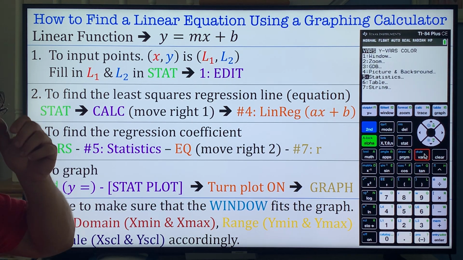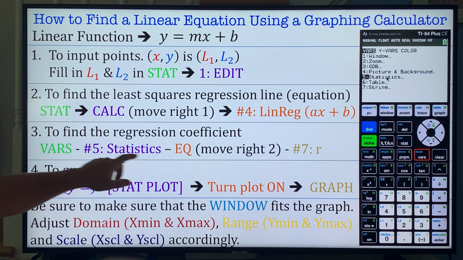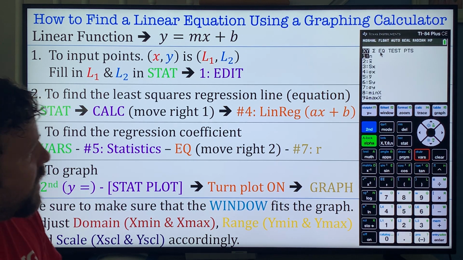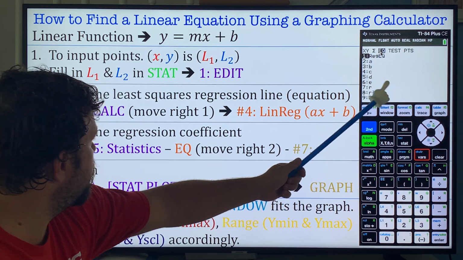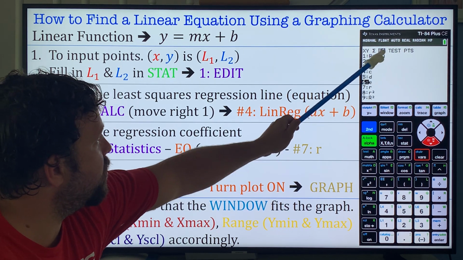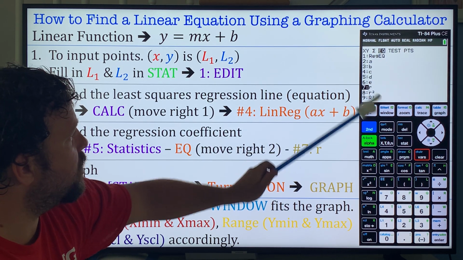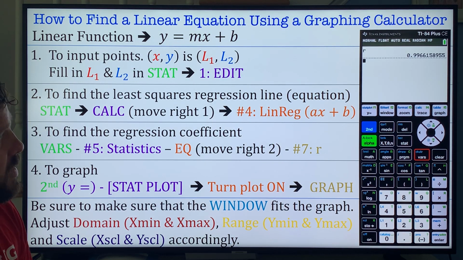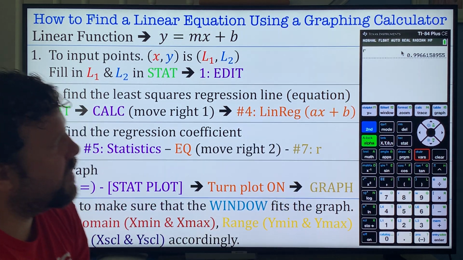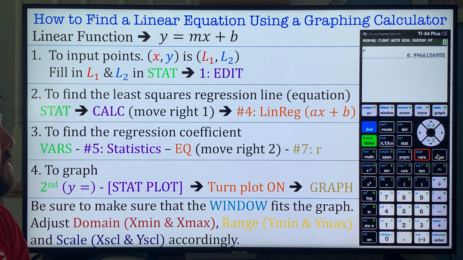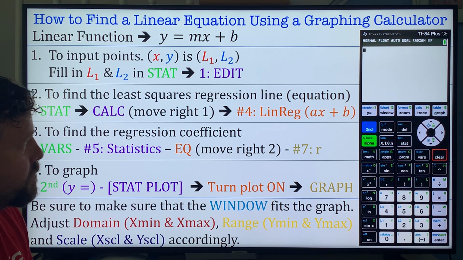All right. Now, another thing you can do to find your R, you hit the Variance button. You go over to Stat, then you go over to EQ, and you go down to R, which is number 7. Hit Enter, and then it gives you your stat, 0.996615. All right, so that's pretty much how you use the calculator.